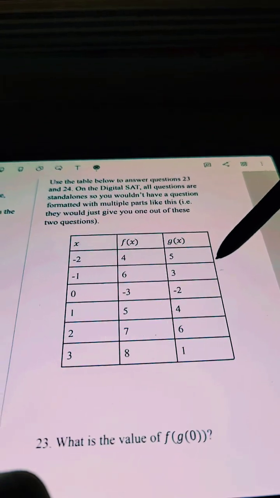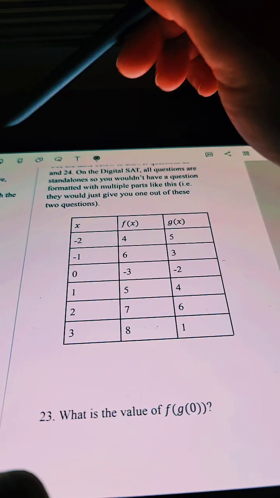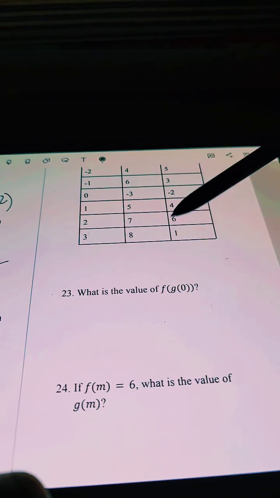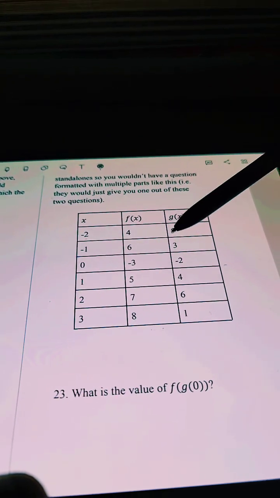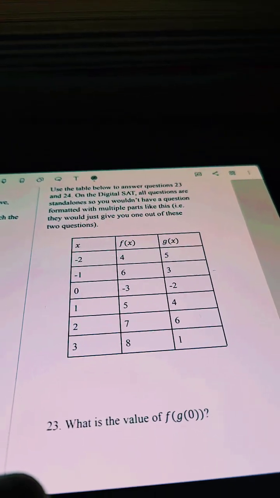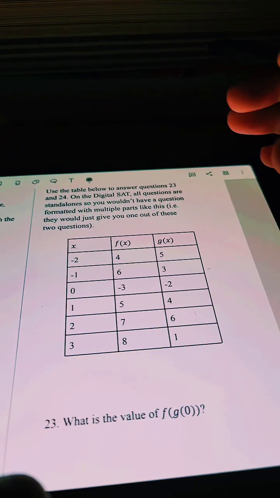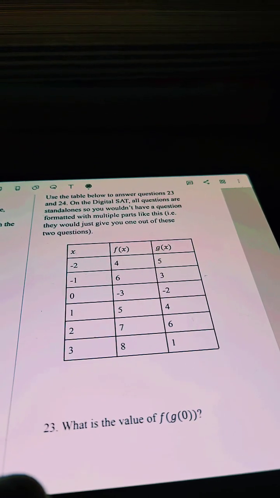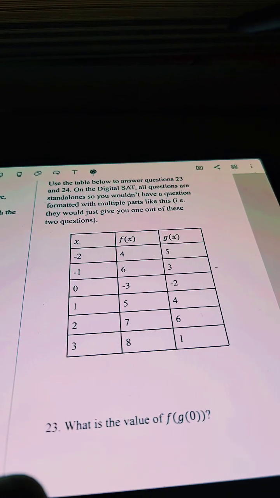Okay, it's number 23. For number 23, this is just a little disclaimer: on the digital SAT, they don't give you multi-part questions referring to the same table or same wording of a problem like they used to. I just did this to save paper. So if you saw these, it would be the question in isolation, like just number 23 or just number 24, something like that.